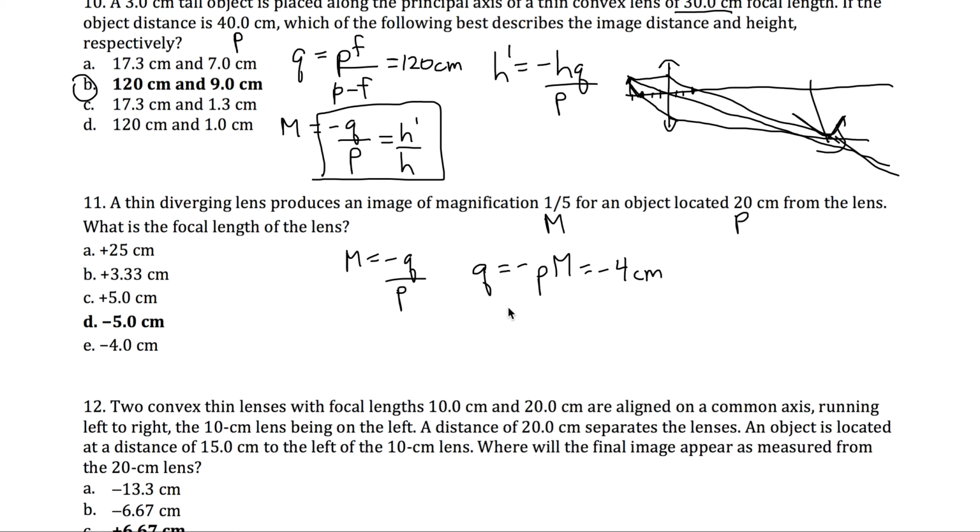And then we use the thin lens equation and solve for F, which we have done in a different problem. We get P times Q divided by P plus Q. This was done in problem number 7. So we just plug in the P and the Q in here, pay attention to the negatives, and we'll get negative 5 for the focal length.